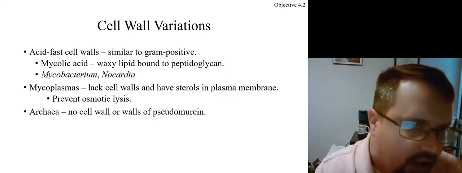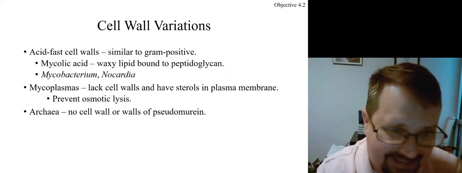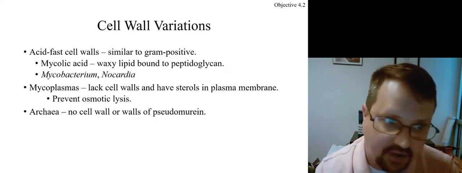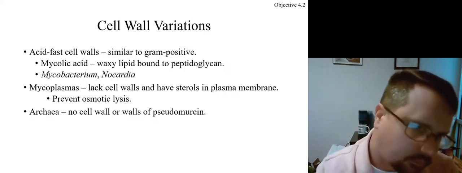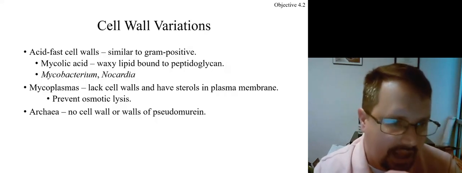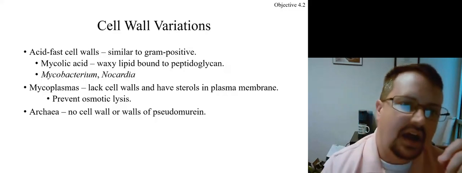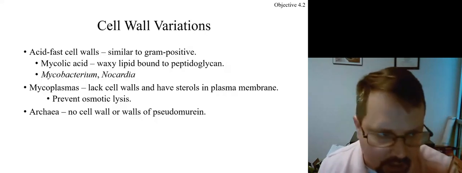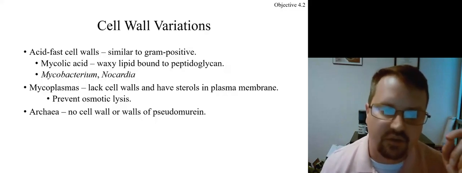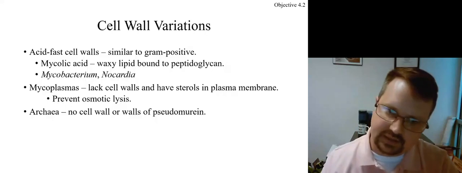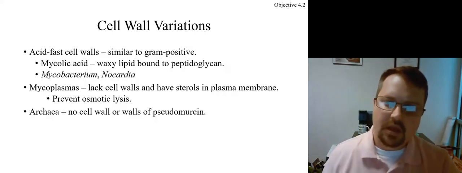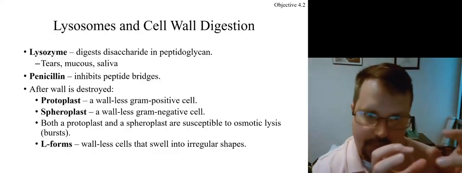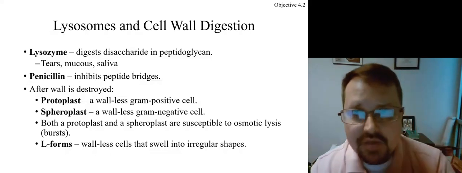Now, we also have some cell wall variations. We have acid-fast cell walls, which have mycolic acids, a waxy lipid bound to peptidoglycan, similar to a gram-positive. Then there are the mycoplasmas. They lack cell walls and have sterols in their cell membrane. They're weird. And there's archaea. They have pseudomurein. They don't have peptidoglycan.